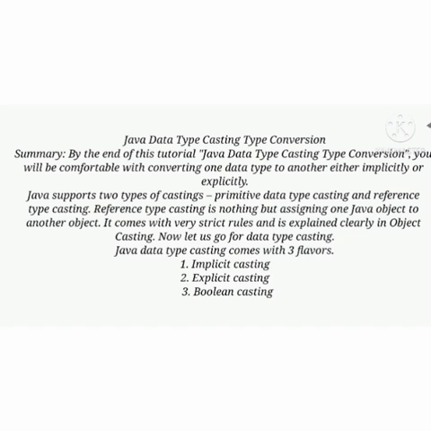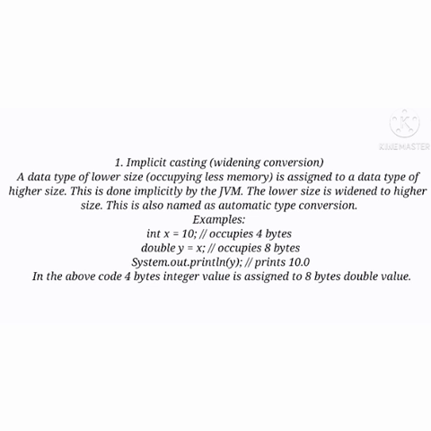What is implicit casting? The first one is implicit casting, which is used as a widening conversion. A data type of lower size, which occupies less memory, is assigned to a data type of larger size. This is done implicitly by the JVM. The lower size is widened to higher size. This is also named automatic type conversion.